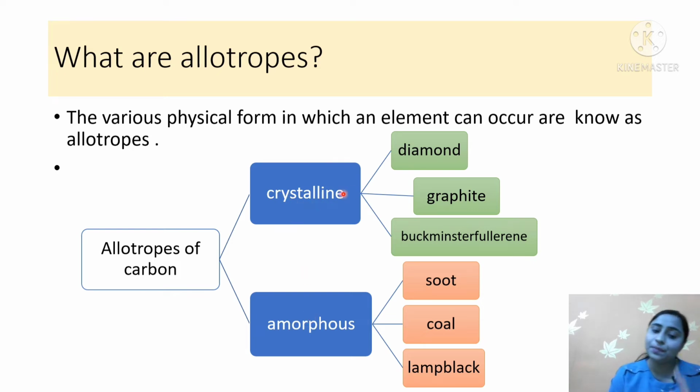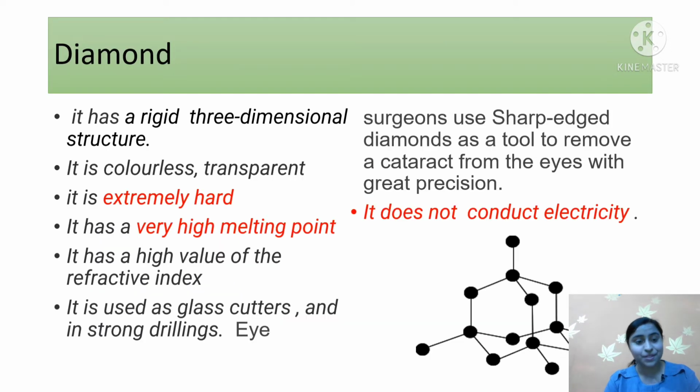Okay? So what are the examples of crystalline type of allotropes? These are diamond, graphite, Buckminster fullerene. And amorphous type of allotropes are found in soot, coal, lamp black, charcoal. But in this particular video, we have to study only the crystalline type of allotropes, that are diamond, graphite and Buckminster fullerene. So students, here is our first allotrope of carbon, that is diamond.